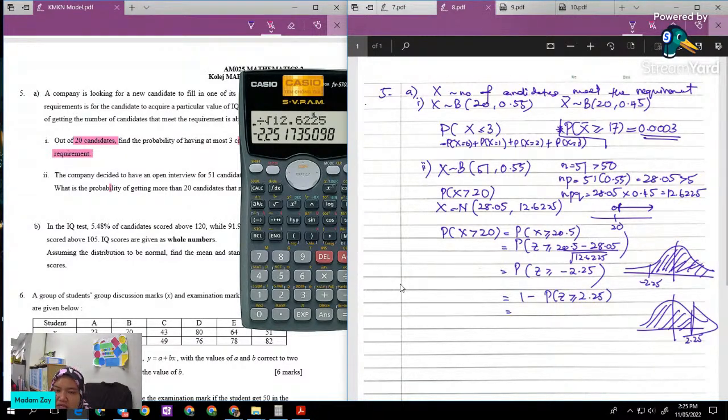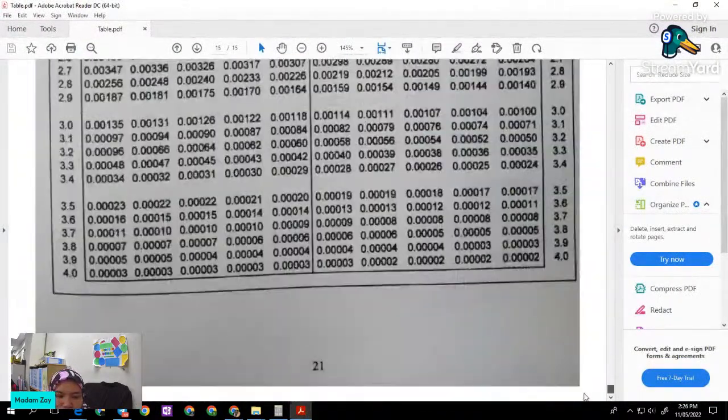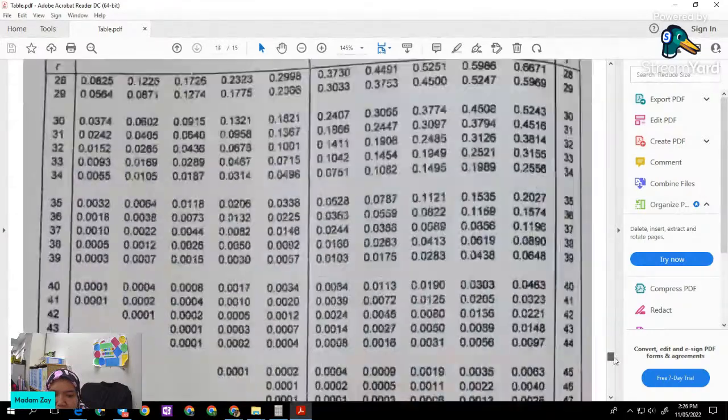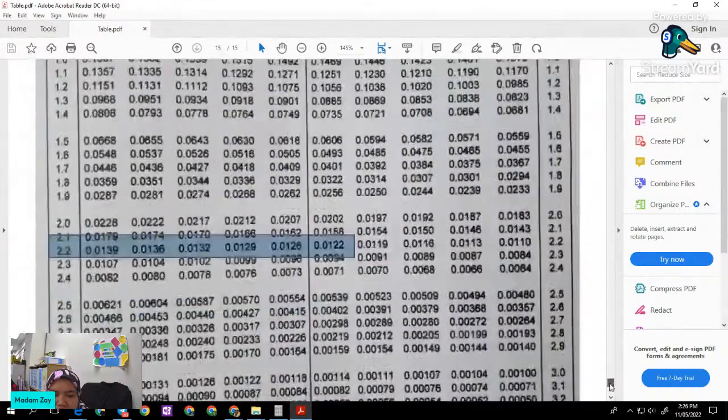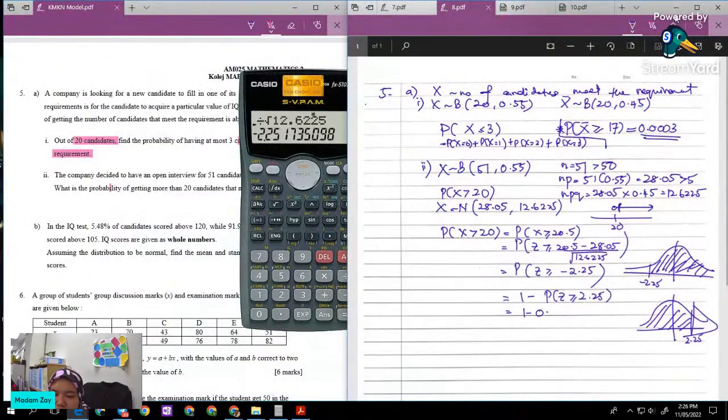Okay, kat sini kita boleh check dalam table lah. Normal table kita 2.25, 2.2 and 5. Right? 2.25. Yes, it will be 0.0122. So we get the answer equal to 0.9878.